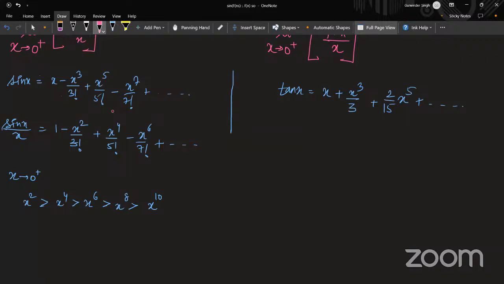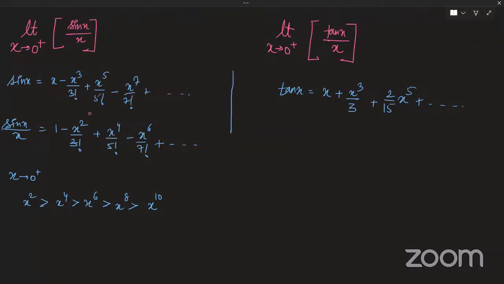Correct. So I have this infinite expansion, 1 minus x square by 3 factorial plus x raised to 4 by 5 factorial minus x raised to 6 by 7 factorial. I have total infinite terms in this. Which of these terms will have the highest contribution to the series? Obviously, x square, because x square has the largest value, so it will have the largest contribution. Absolutely correct.